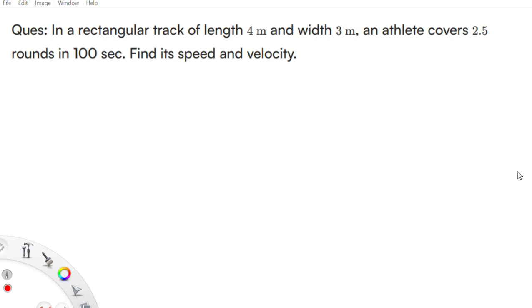So let us look at some interesting numericals. Okay. So over here it's given that in a rectangular track of length 4 meters and width 3 meters, an athlete covers 2.5 rounds in 100 seconds, and you're supposed to find the speed and the velocity of the athlete.